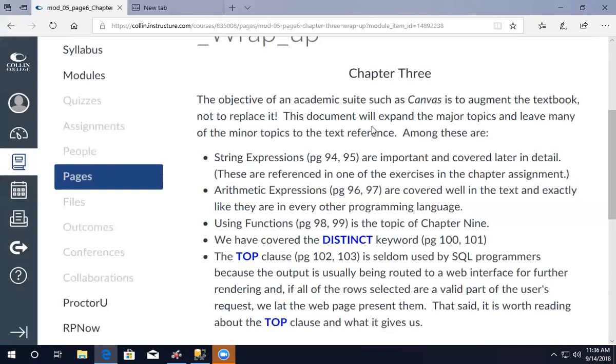The string expressions, page 94, 95. Okay, strings, what's that? That's my name, Joe space blow, is a string expression. Anything that's inside of single quotes is a string expression. They're referenced in one of the chapter's assignments, but you can read them. There's nothing weird there. Arithmetic expressions, add, subtract, multiply, and divide, work the way you expect, like they do in algebra class. Math, just arithmetic. They're covered well in the text, exactly like they do in every other programming language. Multiplication comes before addition.